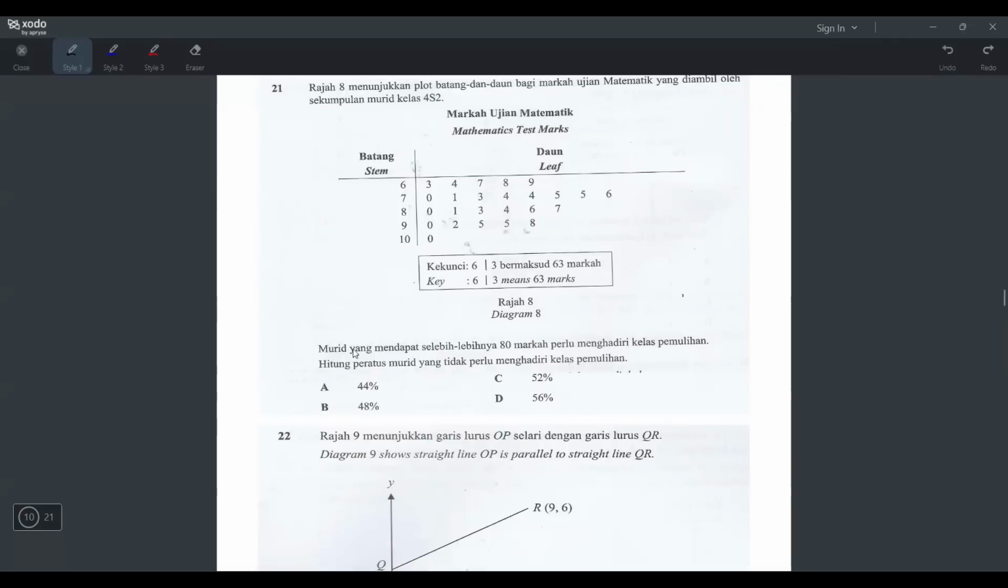Okay. Alright, let's see what it says here. Murid yang dapat selebih-lebih, what is selebih-lebih? What's the meaning of selebih-lebih? In English, we call it at most. Selebih-lebih, at most. So at most means the symbol is smaller or equals. Okay, selebih-lebih means cannot be more than 80, it has to be less than or equals. Okay, lebih kecil atau sama dengan. Selebih-lebihnya 80 means kurang atau sama dengan 80. Murid yang dapat kurang atau sama dengan 80, maka perlu menghadiri kelas pemulihan. Hitung peratus murid yang tidak perlu menghadiri kelas pemulihan.